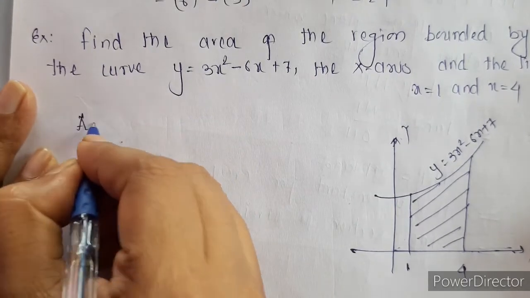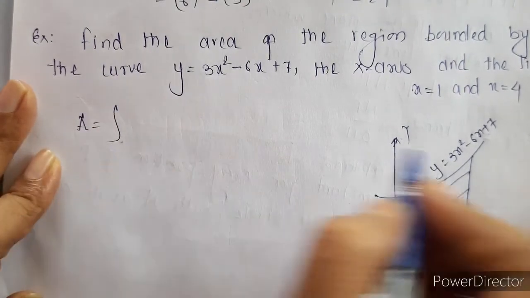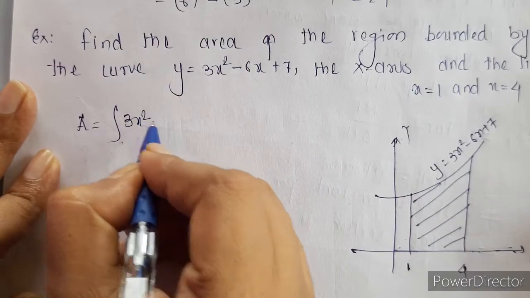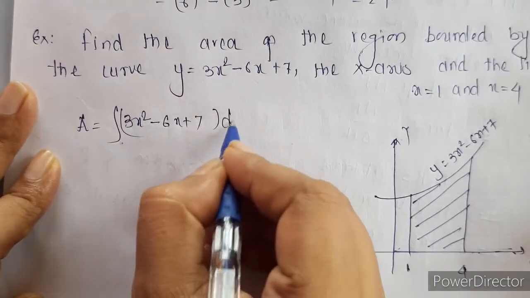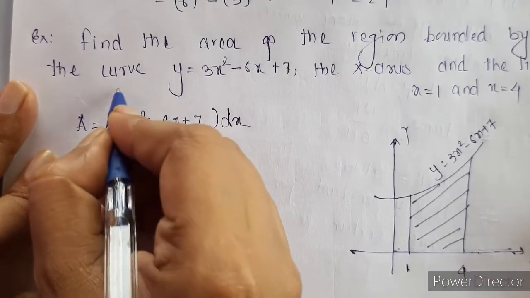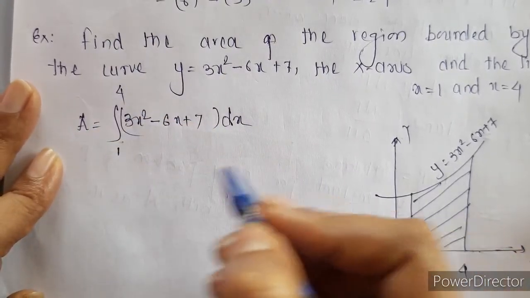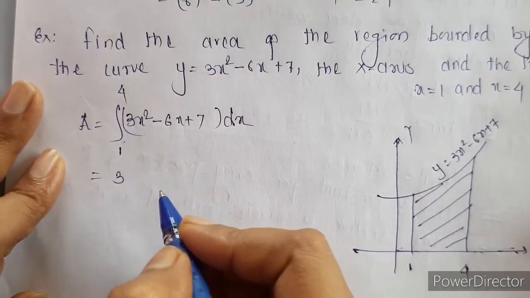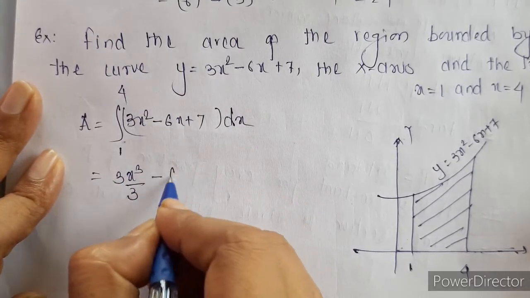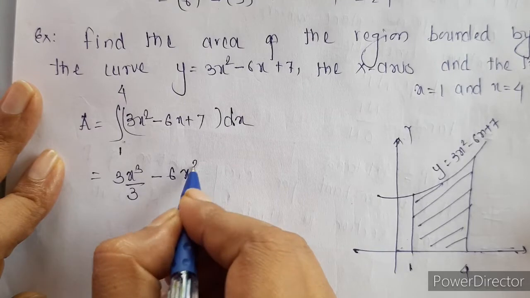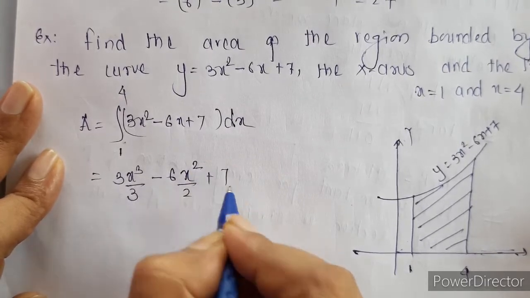So area under this curve is the integral of the function 3x square minus 6x plus 7 with respect to x from point 1 to 4. 3 is a constant. Integral of x square is x cube by 3. Minus 6 is a constant. Integral of x is x square by 2. 7 is a constant.